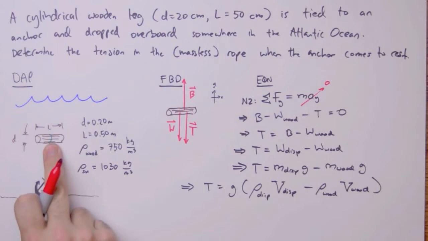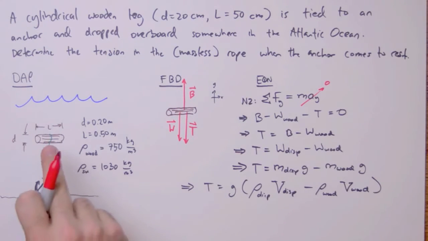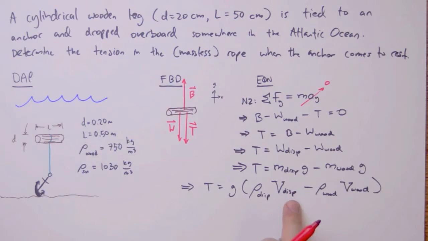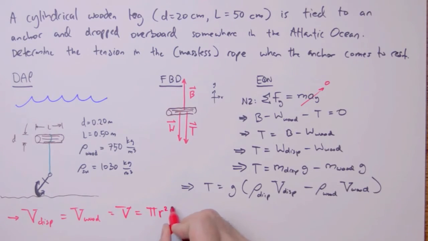And now I'm going to take a look at this log. Well, the log has a volume V that is identical to the volume of the displaced fluid. It is the volume of the log that's actually displacing the fluid. So I'm just going to make a note here that the volume of the displaced fluid is equal to the volume of the log. And I'm just going to set that equal to V, which in this instance is going to be the volume of a cylinder, pi r squared times L.